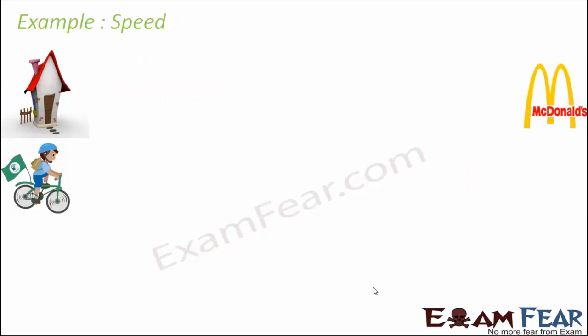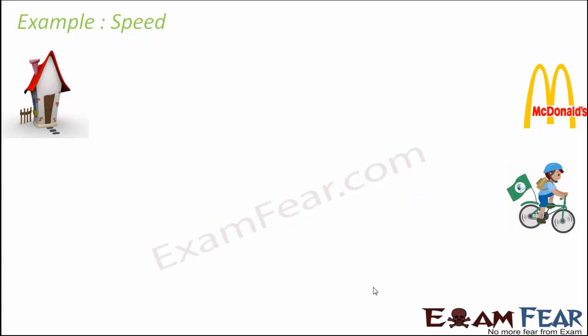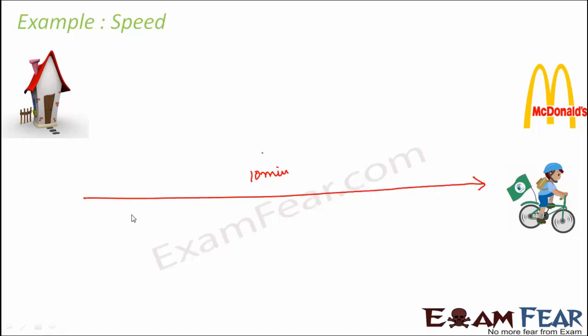So let's look at this example where this little boy is trying to travel from his home to the McDonald's. This boy is on the bicycle. He is traveling from his home to the McDonald's, and his travel time is 10 minutes. So it takes him 10 minutes to go from his house to the McDonald's, and the distance between his house and the McDonald's is 2 kilometers. So the McDonald's is 2 kilometers away from his house.